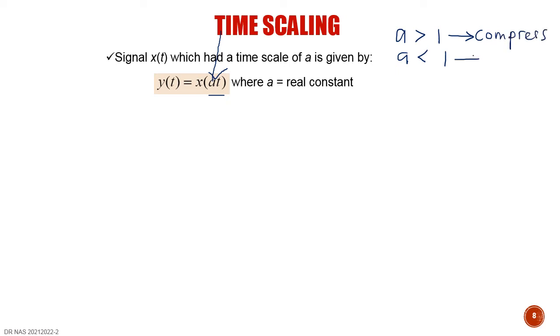If A is less than 1, the signal will be expanded in time, because it is a time-based operation. Okay, let's look at an example.